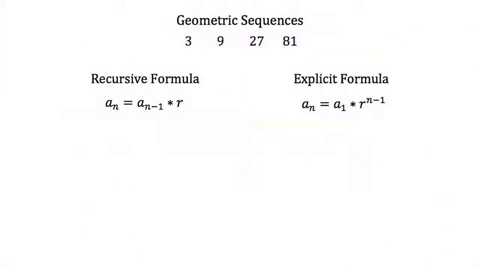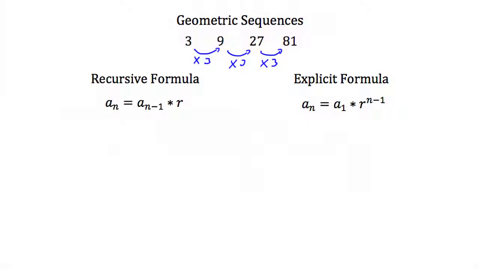Now when we have a geometric sequence, we can write a formula for that sequence as either a recursive formula or an explicit formula. And if it is a geometric sequence, then there's a standard form for both the recursive and the explicit formula. Now here we're back at our original sequence, 3, 9, 27, and 81. Again, each of these numbers is the previous term being multiplied by 3.